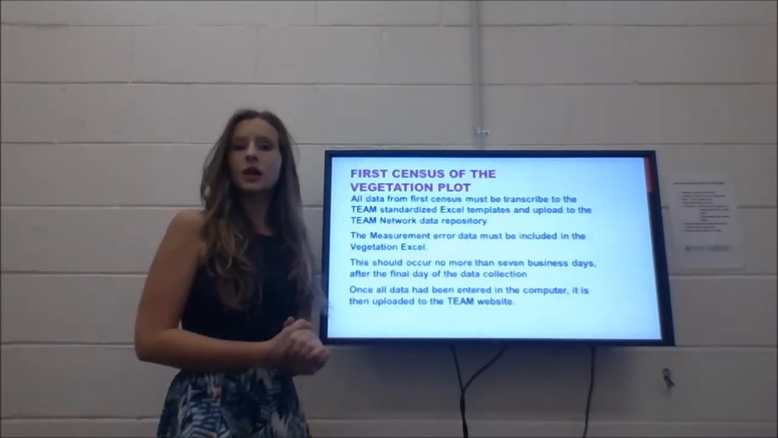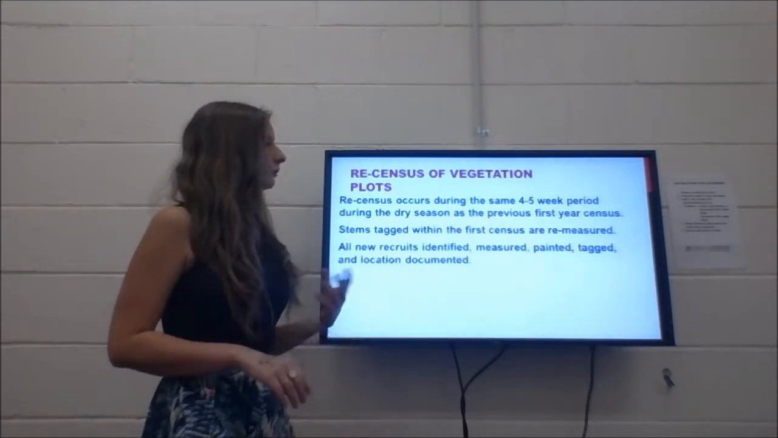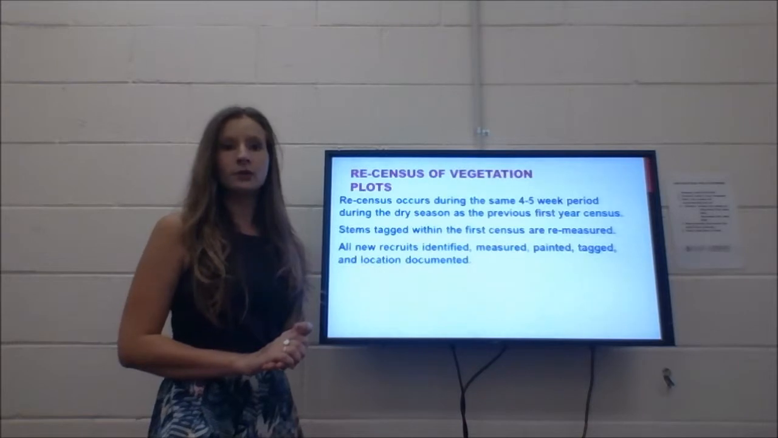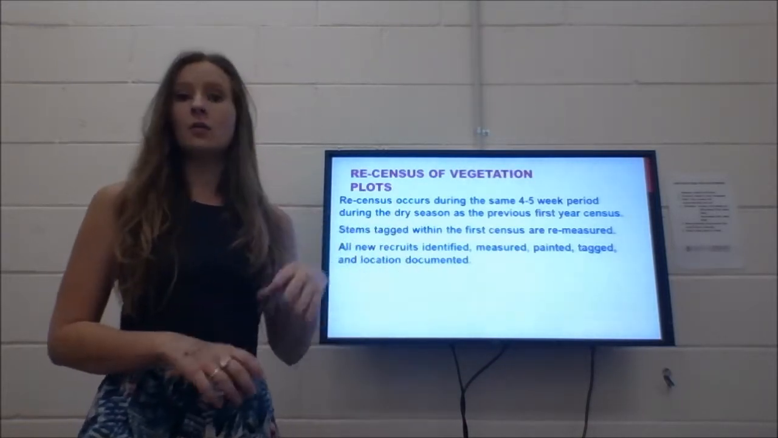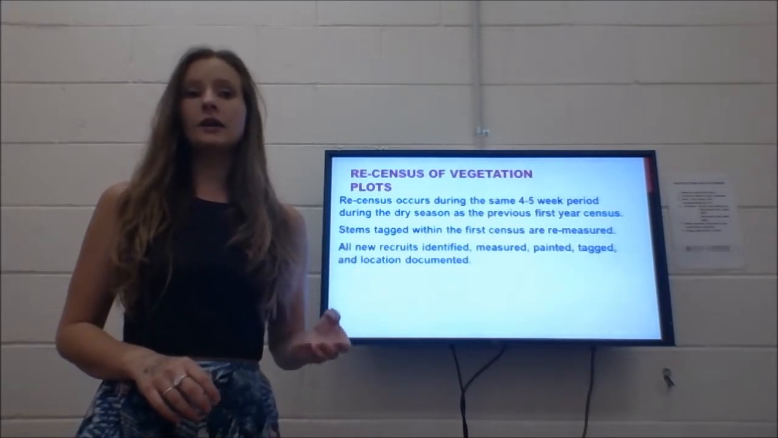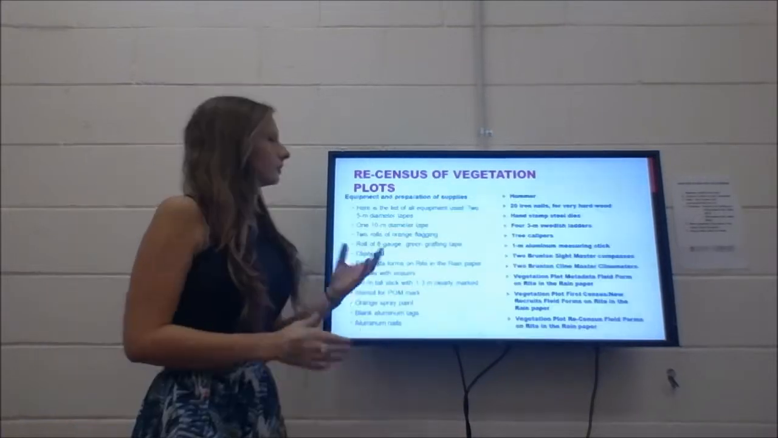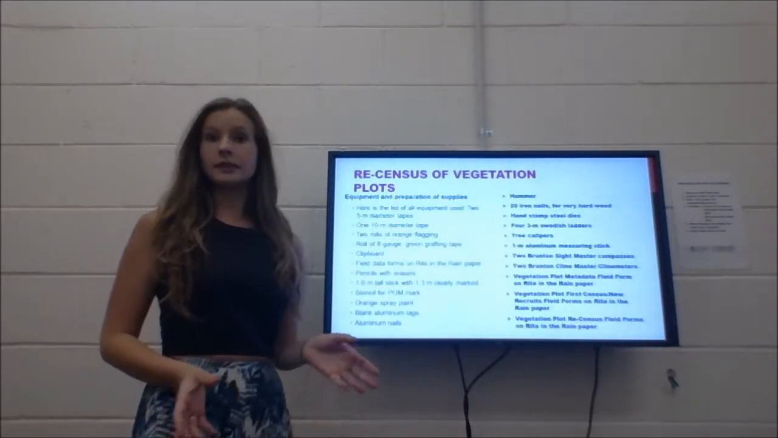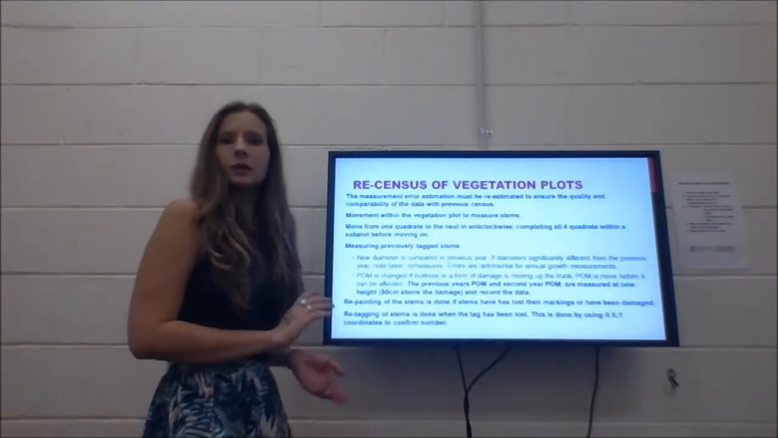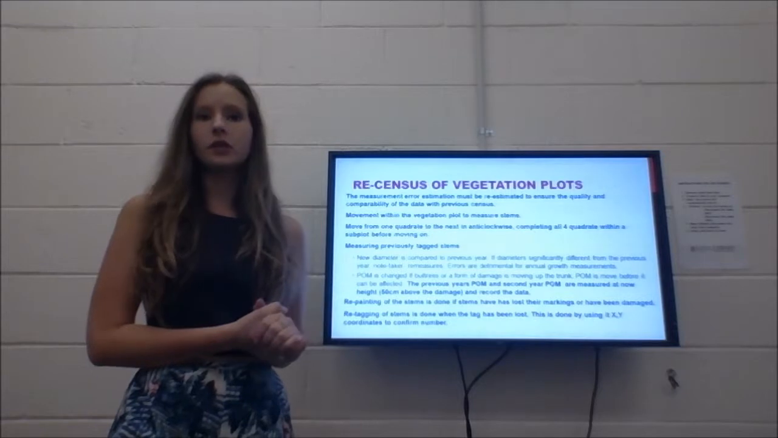All data and measurement error from the first census is uploaded to the team data website. Recensus occurs the following year during the same 4 or 5 week period during the dry season. All stems and lianas tagged during the first census are remeasured. All new stems and lianas are identified, measured, painted, tagged, and location documented. During the recensus, the equipment used is exactly the same as what was used during the first census to conduct stem measurements. Error is re-estimated to ensure quality and comparability of the data with the previous year.